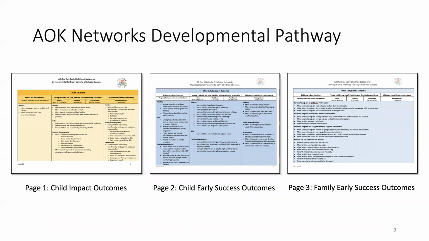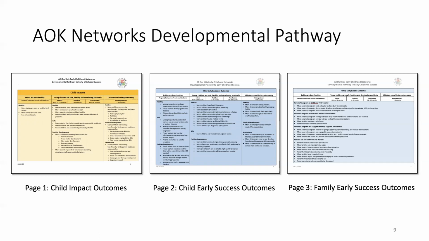Here's a closer look at the developmental pathway itself. This tool has 3 different pages with 3 different sections. The first page focuses on the child impact outcomes. Again, these are the outcomes that we use to measure whether children are actually achieving those impact areas.